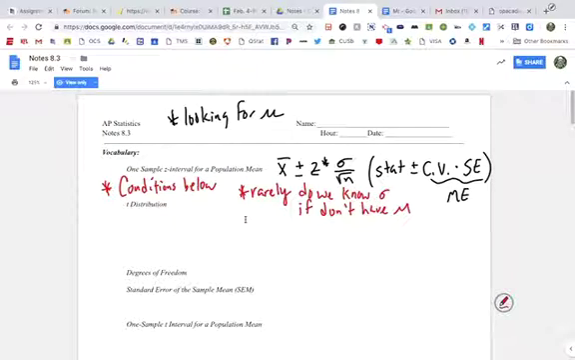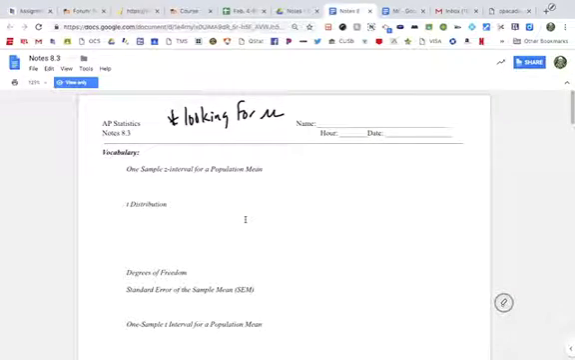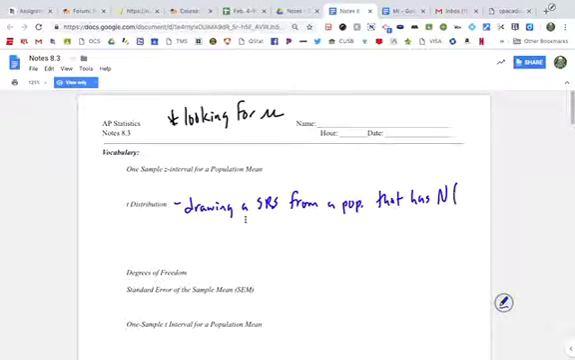So in those cases, we're going to use what's referred to as a t distribution. T distribution. So when we're doing a t distribution, we're drawing a simple random sample from a population that has a normal distribution, that is normal with a mean and standard deviation. But again, we don't know what those are. We don't know the mean, we don't know the standard deviation. We just know that it is normal. That's the important part. Okay?